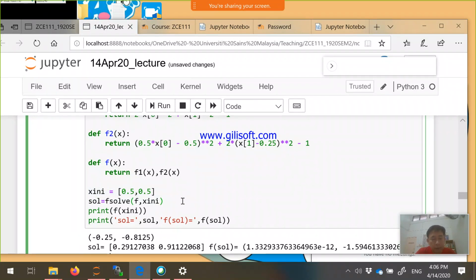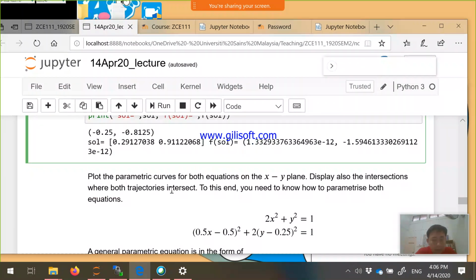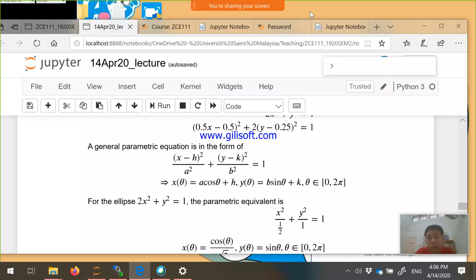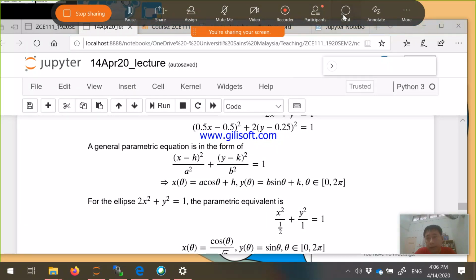Okay. So I just want to show to you that when you change your initial guess, then the solution you get will be close to that initial guess. Okay. So that is the exercise for this. Now, any questions before we take a break?